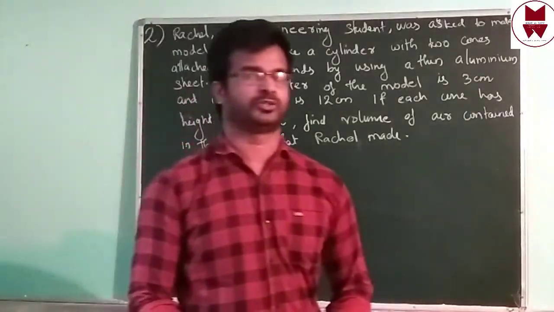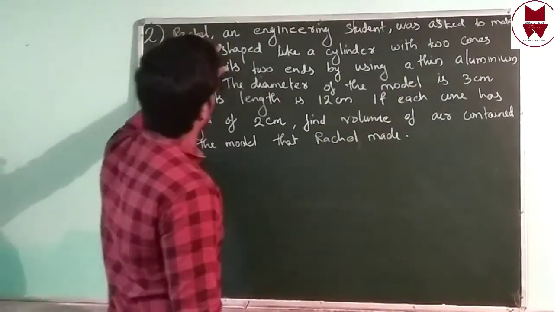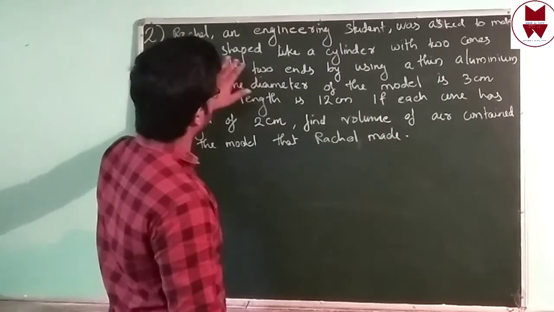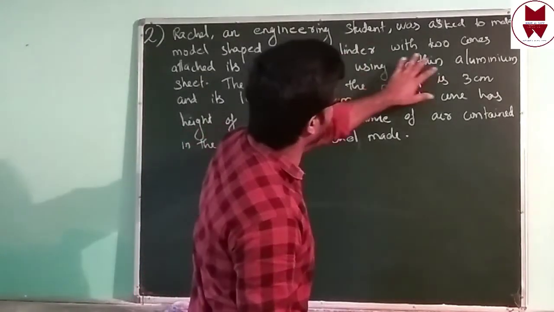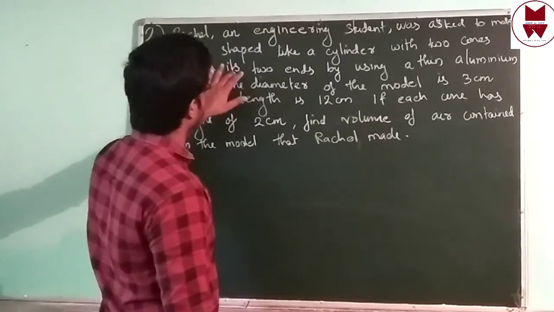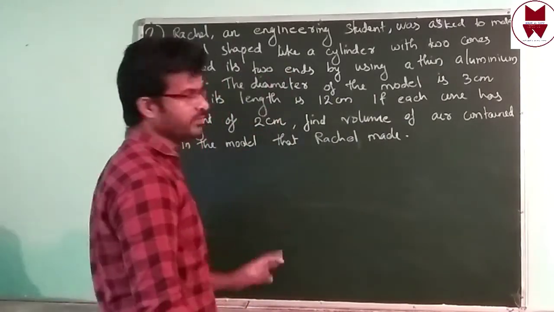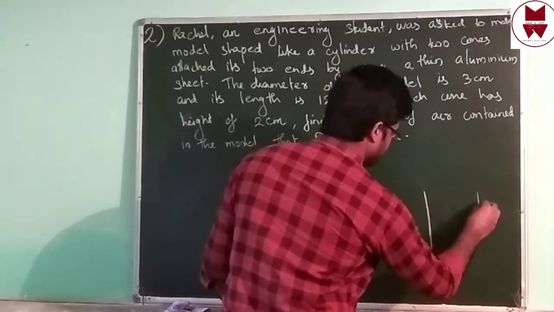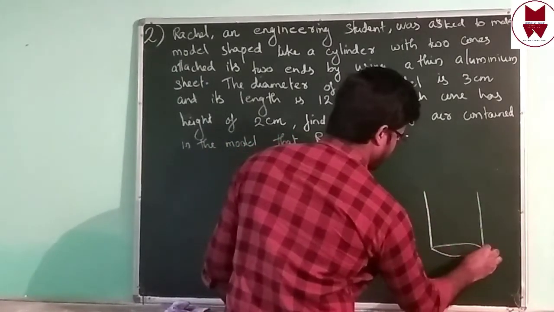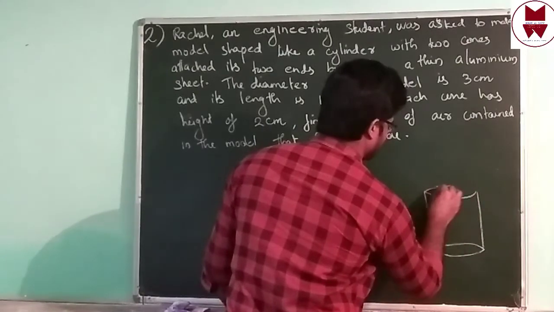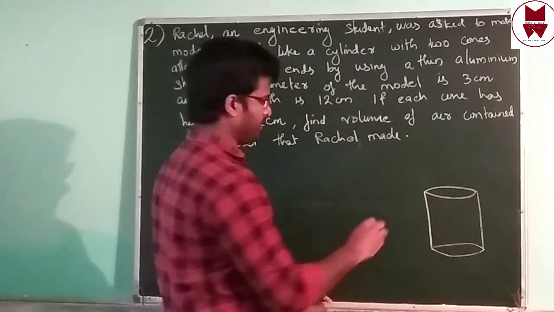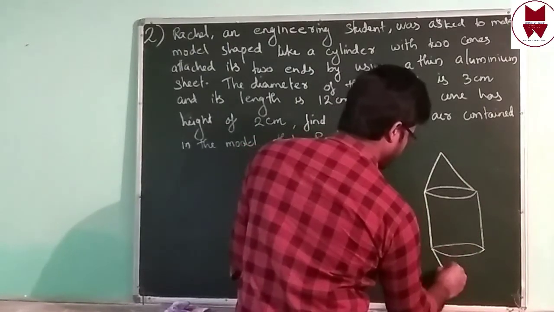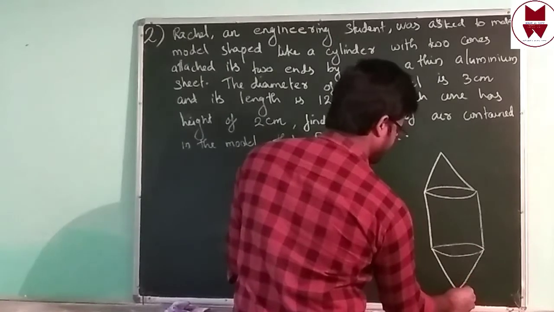Now we can see question number 2. Rachel, an engineering student, was asked to make a model shaped like a cylinder with 2 cones attached at its two ends. First we can draw that figure. One cylinder, then 2 cones are attached at the ends. One cone this side, just the opposite side another cone. 2 cones.